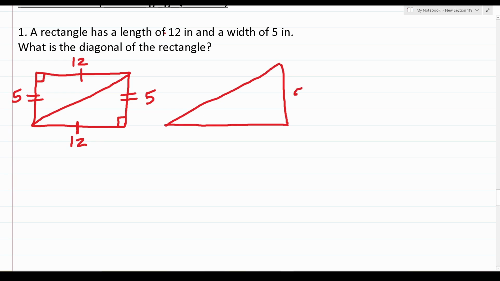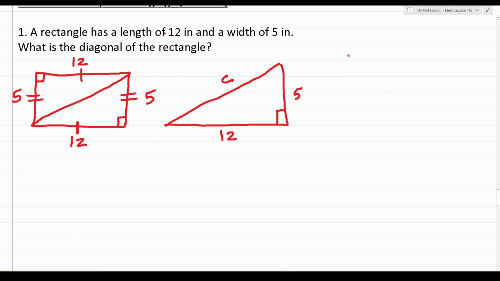So we know this is 5 and this is 12. Well, here's our right angle. And we know that right across from our right angle is our hypotenuse, or C. In other words, if we figure out what C is here, we'll know the length of this diagonal in this rectangle. And how can we figure out what C is, the hypotenuse? Well, we can use the Pythagorean theorem.